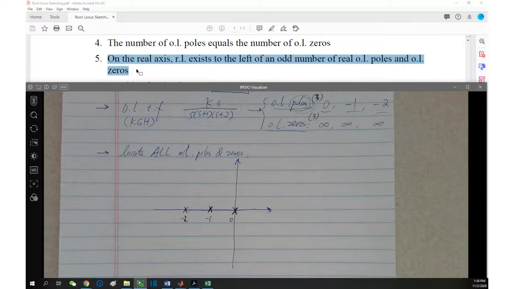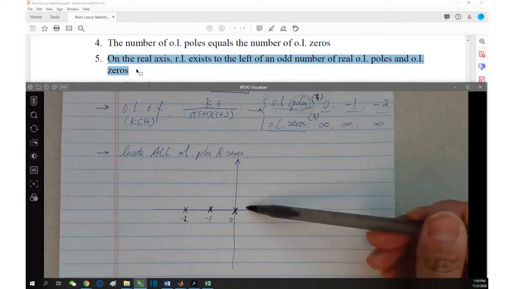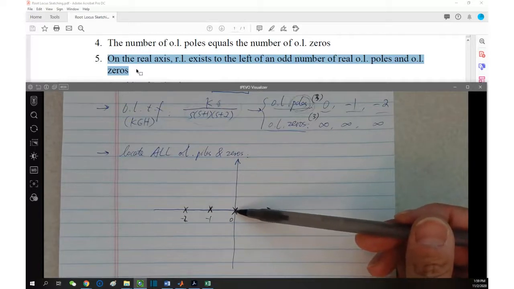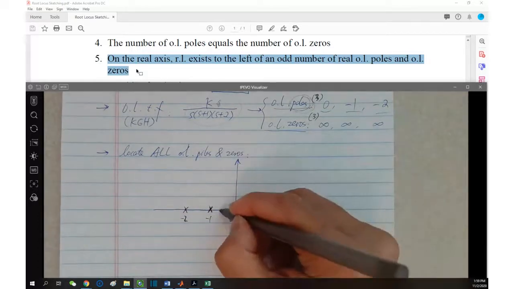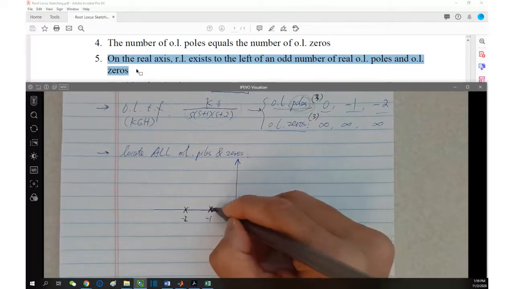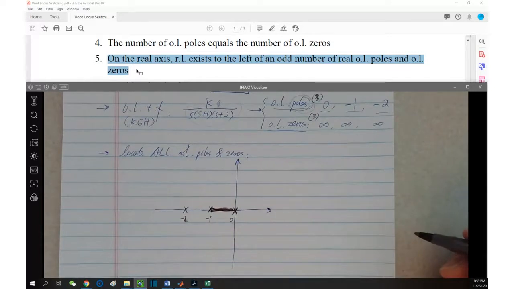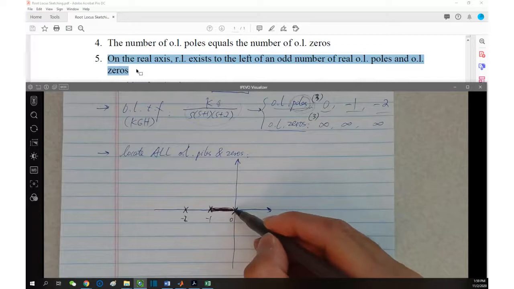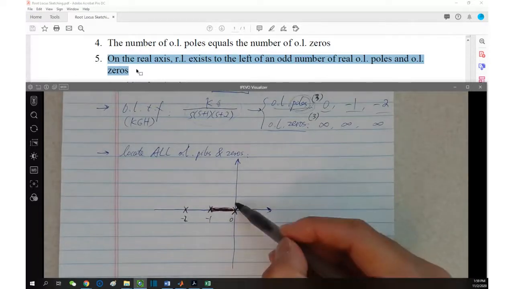It is saying along the real axis, the root locus exists to the left of an odd number of real open loop poles and real open loop zeros. What it means is this: you're counting from the right. Listen carefully. You're counting the number of them from the right. Therefore the first one you come across is open loop pole 0. The number is what? 1, right? 1 is an odd number. So the root locus exists to the left of 0. Because this is the first pole, and the first is an odd number.